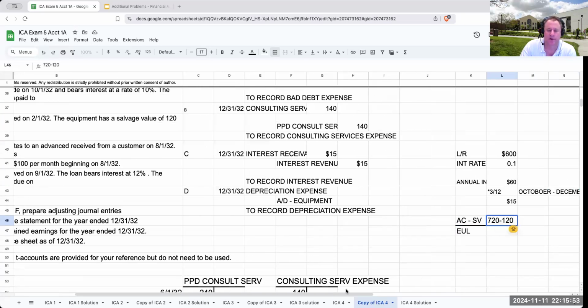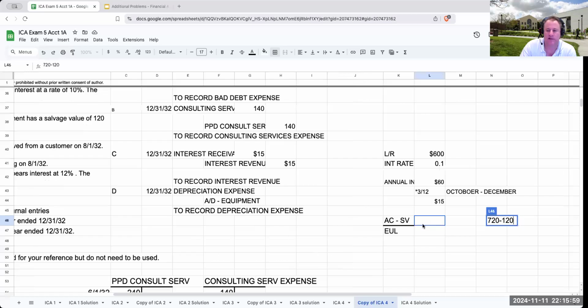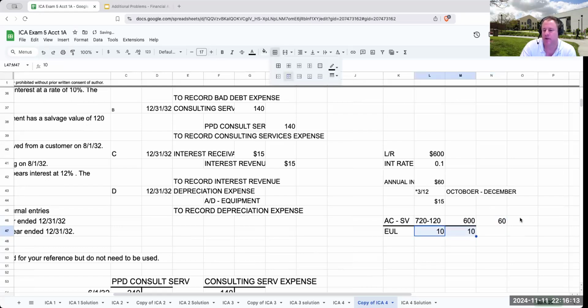My salvage value was 120. And it has an estimated useful life of 10 years. So this is going to be 600 divided by 10, or 60. However, this is for a full year of depreciation expense. So this is annual depreciation expense.